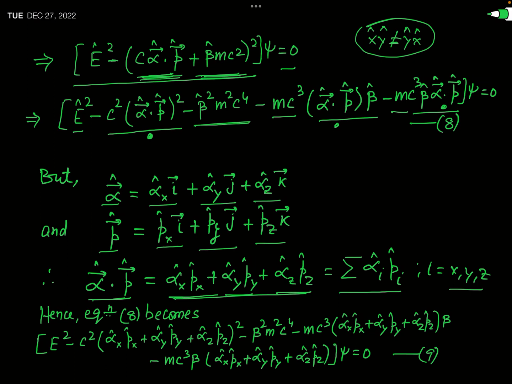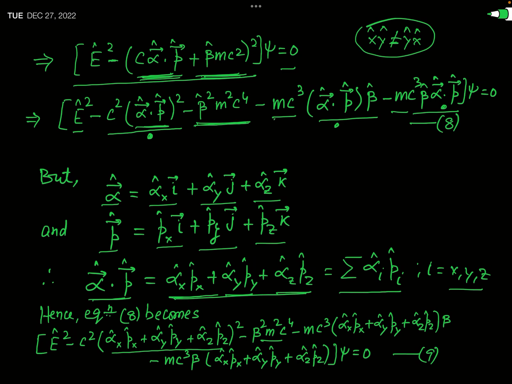So see here, this will be E hat square minus c square alpha dot p whole square, and instead of alpha dot p, we will write this much: alpha x px plus alpha y py plus alpha z pz whole square. Minus there is beta hat square m square c4. This is at each, you can see.